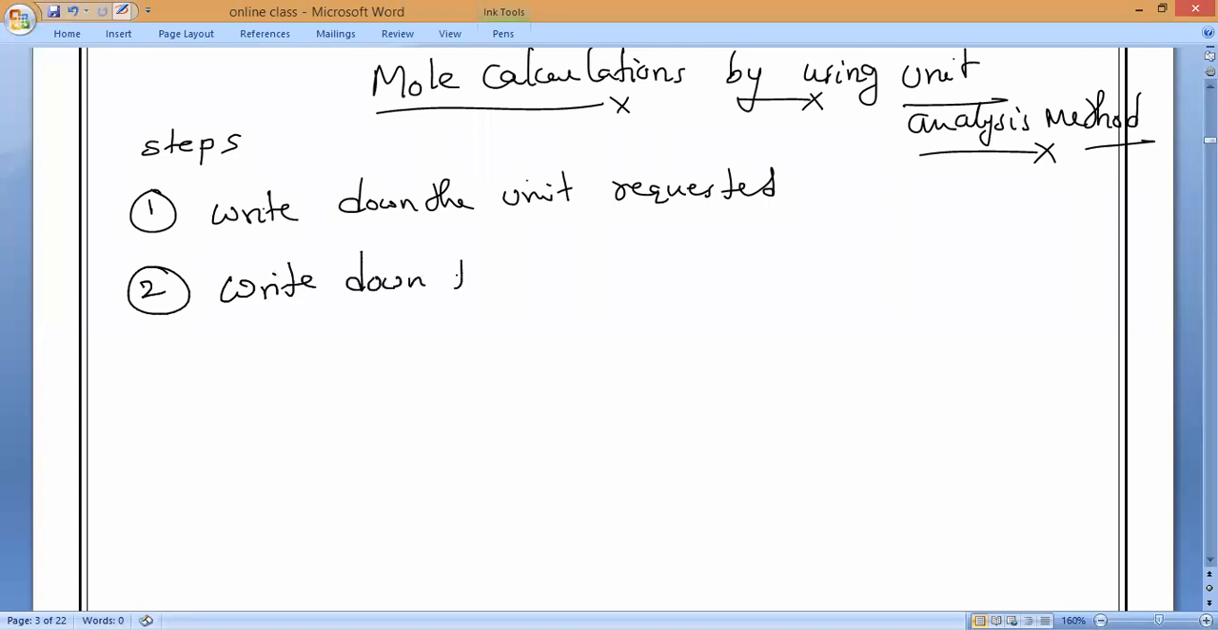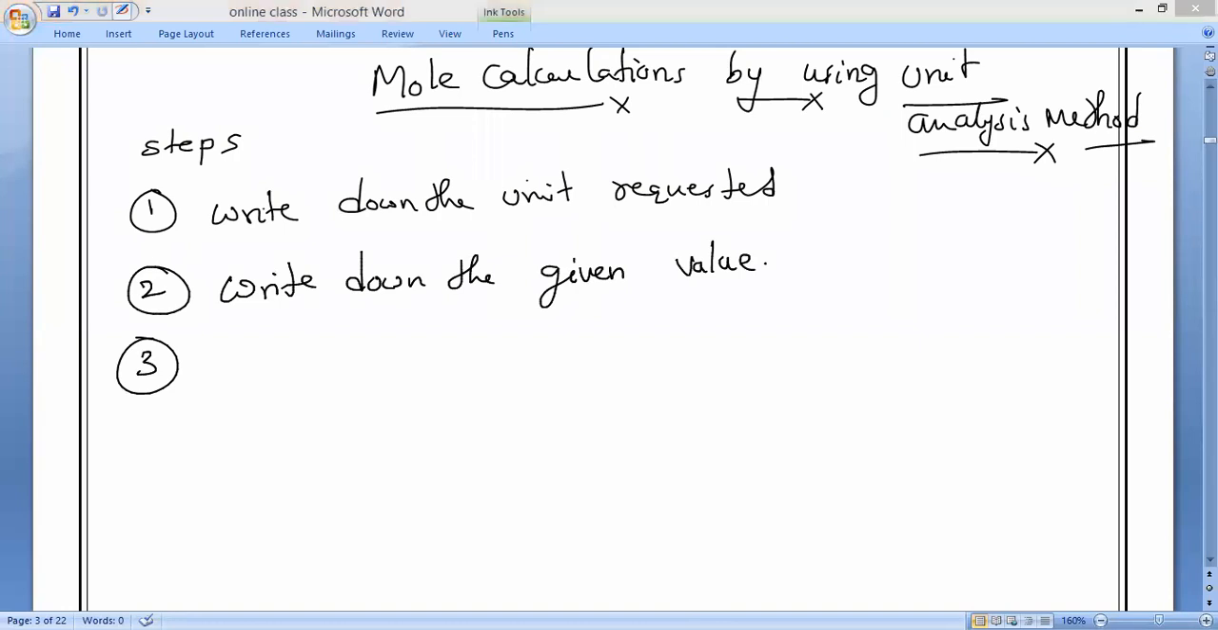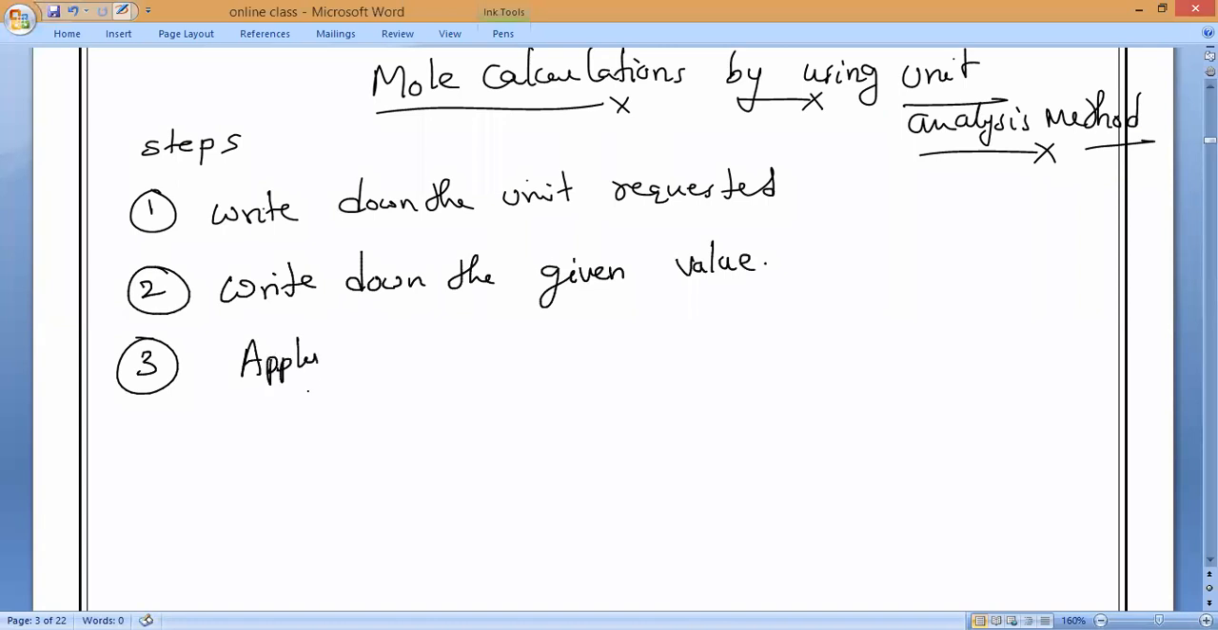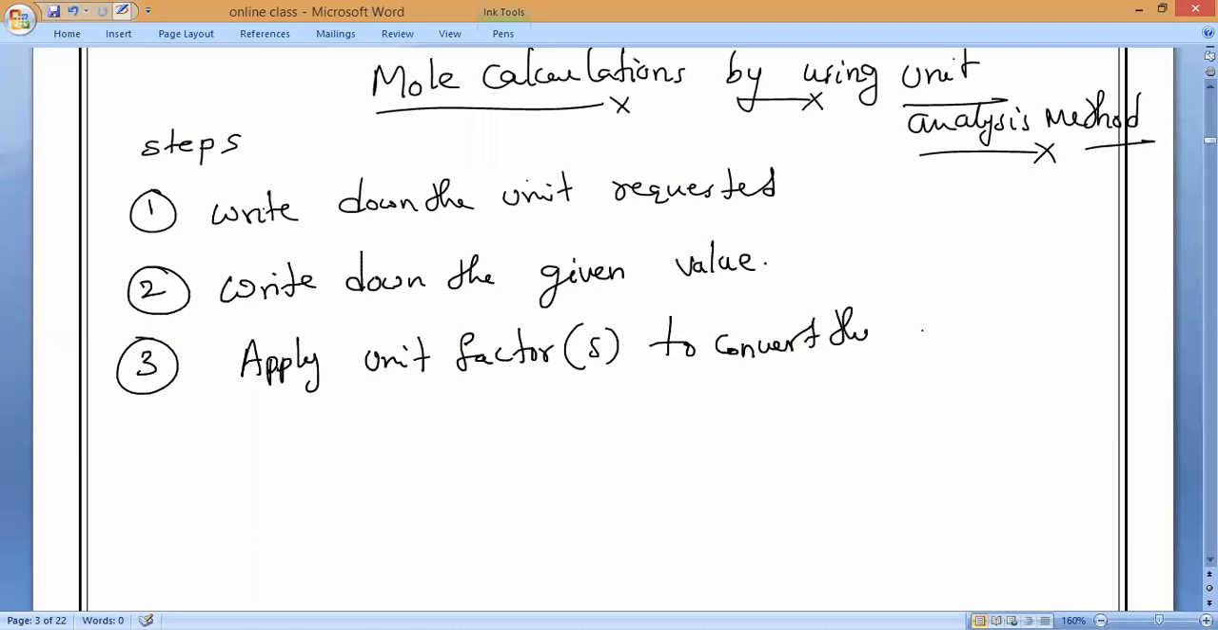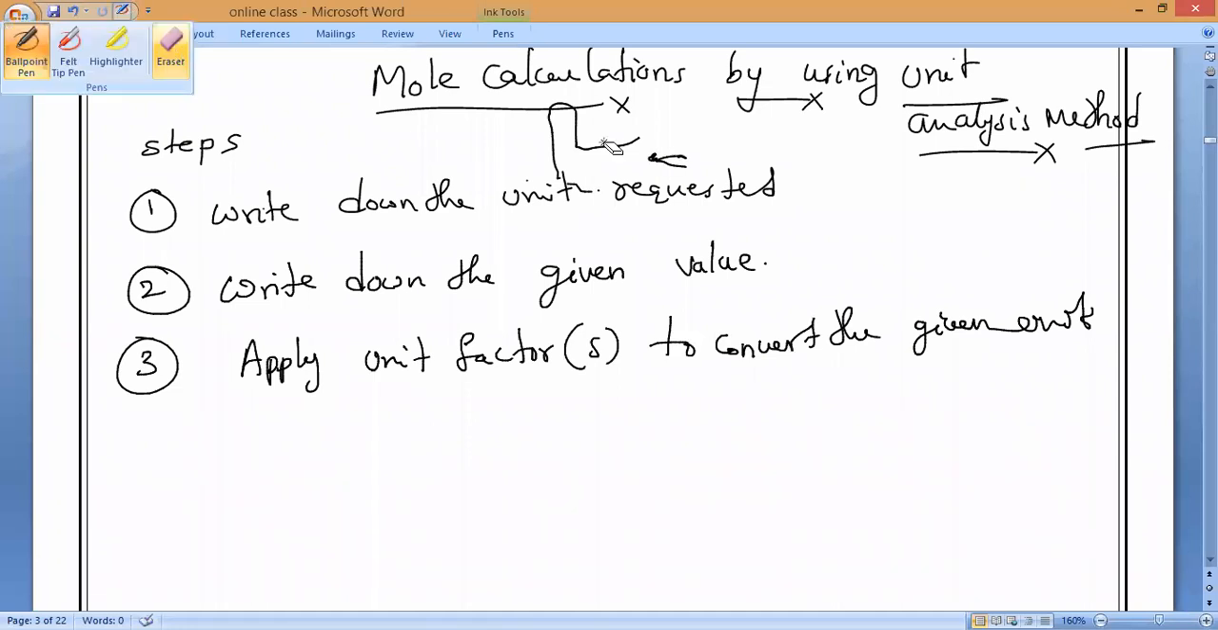Write down the given value. Next, the third one: apply unit factors. Apply unit factors to convert the given unit. Even gases we can solve this way, guys. Harish, are you listening? Just write it, and you'll feel it; without a formula also you can solve it. You'll experience how it goes.